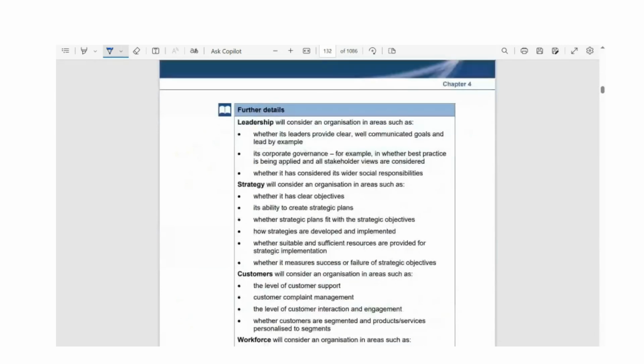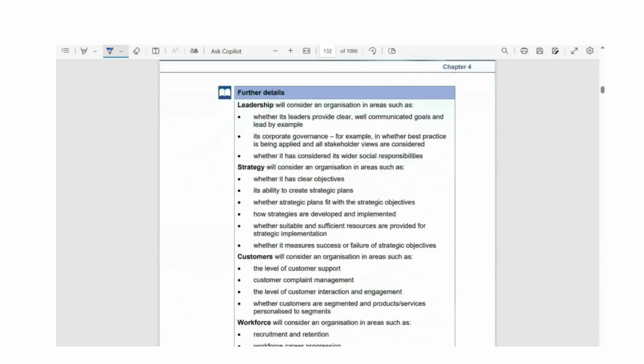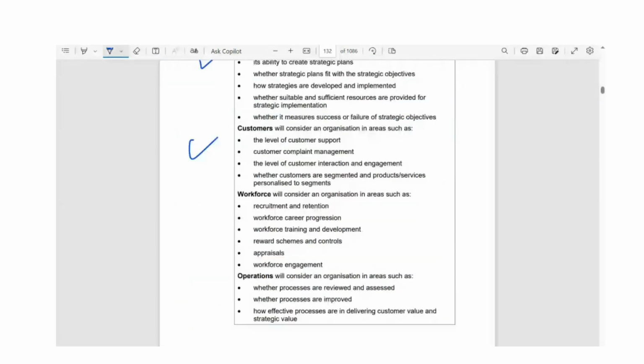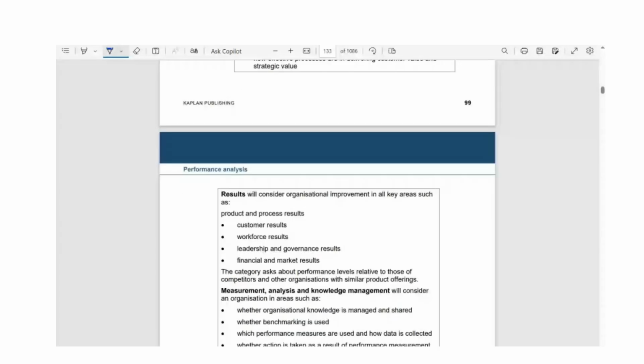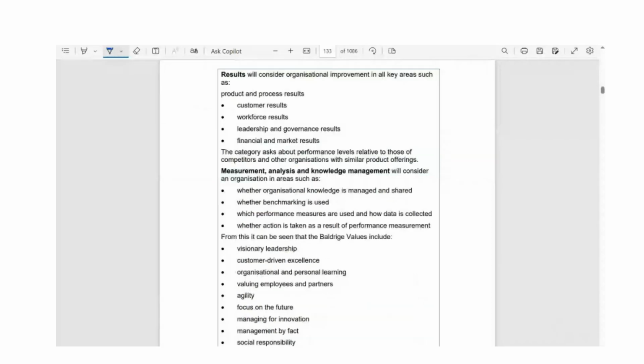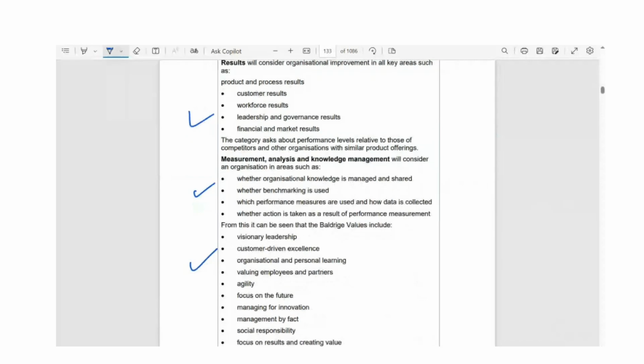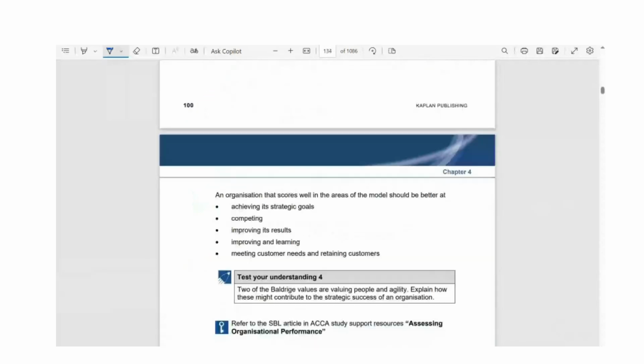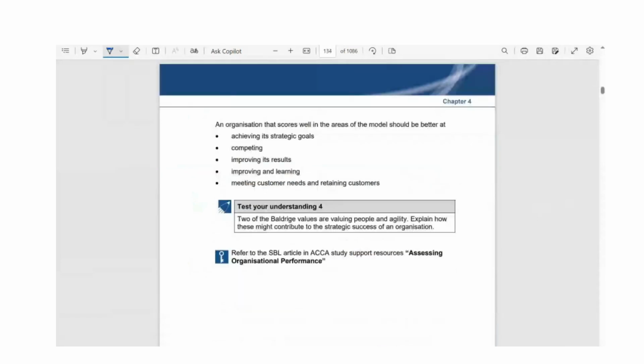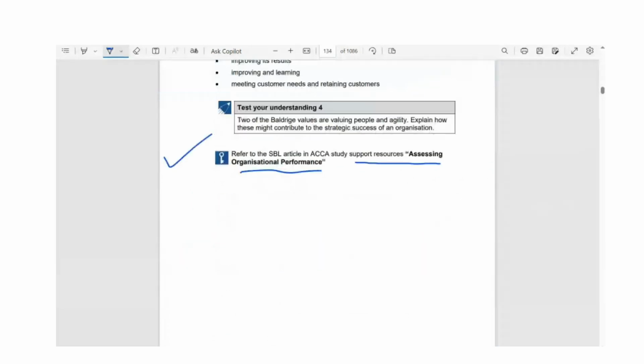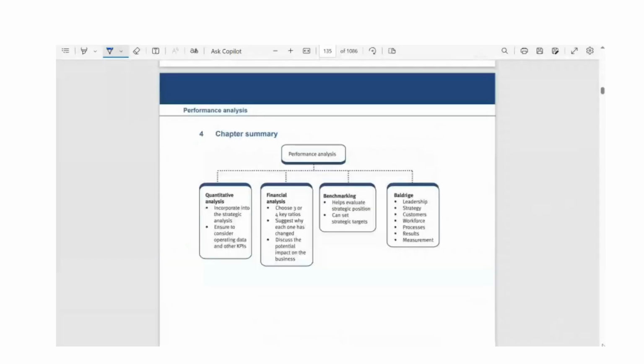These strategies are explained in further detail, so you can read it again. It relates to the Baldrige strategy and how it works. They have explained it further for workforce and customer, and very well for results, their outcomes, their measurement and analysis. So just memorize these strategies, look at them and review them often. It will definitely be helpful for you. The key point: the SBL article in the ACCA study support resources, assessing organizational performance, where you can apply this strategy.